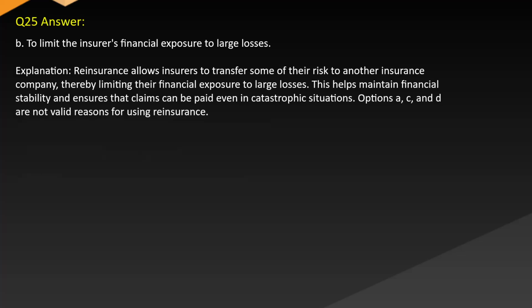Answer: B. To limit the insurer's financial exposure to large losses. Explanation: reinsurance allows insurers to transfer some of their risk to another insurance company, thereby limiting their financial exposure to large losses. This helps maintain financial stability and ensures that claims can be paid even in catastrophic situations. Options A, C, and D are not valid reasons for using reinsurance.